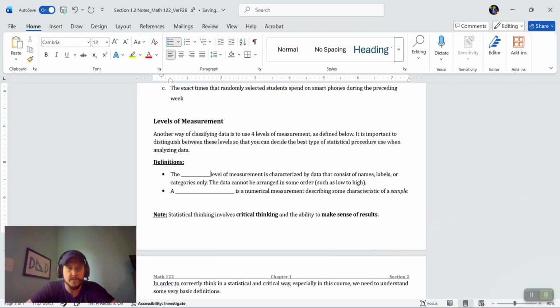Okay, so this is a definition for nominal. Make a blank space for that. The nominal level of measurement is characterized by data that consists of names, labels, or categories only. Well, this is kind of like categorical data. The data cannot be arranged in some order, such as low to high. So if you surveyed everybody's favorite color, there would be no meaning in the order in which you list the favorite colors. It doesn't make a difference if you write out the word blue first or red first.